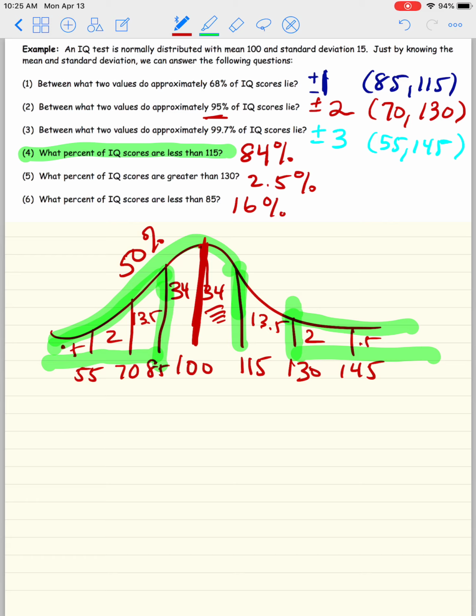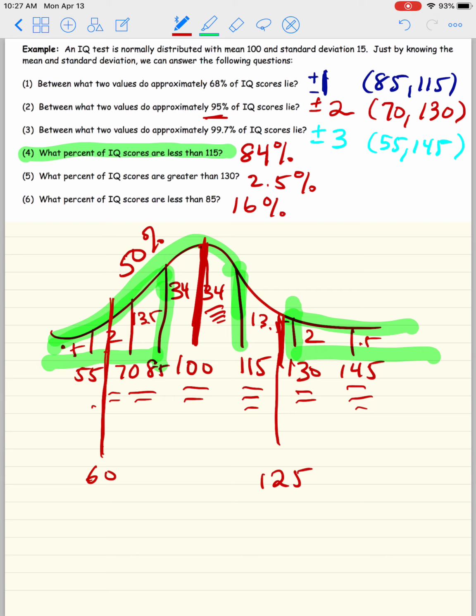Take your time, pause the video, add up all the percentages, and make sure that you really understand this. Come back for the next video where I'm going to show you how to use the calculator to figure out numbers that are not on this line. Like, for example, if I said, what percent of IQ scores are less than 60? Well, we're not allowed to cut this exactly at a place and figure out the percentiles. So we're going to need a calculator to figure out less than 60 or more than 125. So come back for that video.